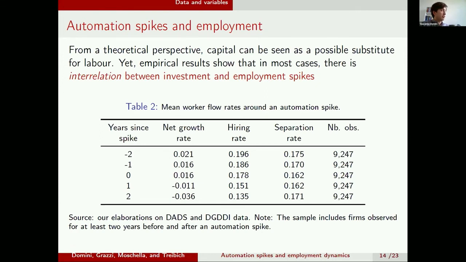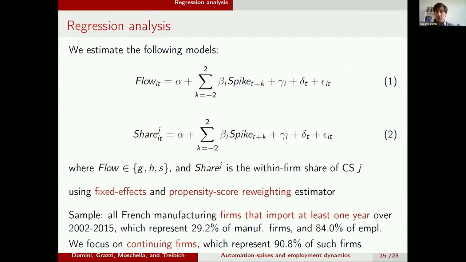We know from the literature on investment spikes that typically there is an interrelation between investment spikes and employment spikes. And this is what we can already observe from this preliminary evidence. This table shows the mean net growth rate, hiring rate, and separation rate around an automation spike for firms that have such a spike. As you can see, the net growth rate is positive before and during an automation spike, then it turns negative. And this decrease in the net growth rate is seemingly uniquely driven by a decrease in the hiring rate. Let's now be more precise about this and move on to the regression analysis.